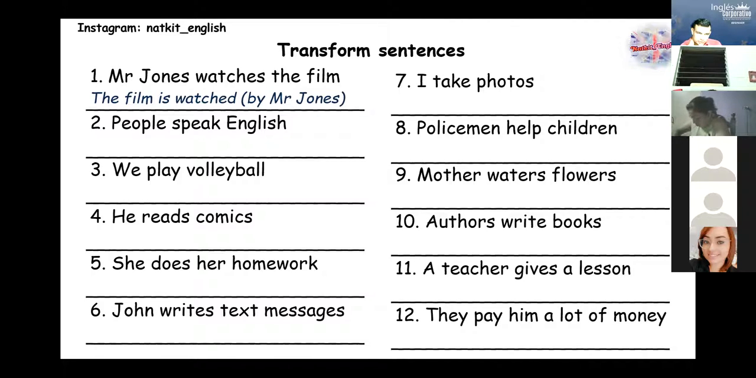Veamos, número dos. People speak English. ¿De qué estamos hablando, la número dos? English. English is or English are? English is spoken. By people. Okay, el participio de speak, Mr. Vladimir. Spoke. Spoke es pasado. Ah, ok. I don't remember. Ok, Mr. Bernardo. Spoken. By people. Ok, veamos. Spoken. Okay.